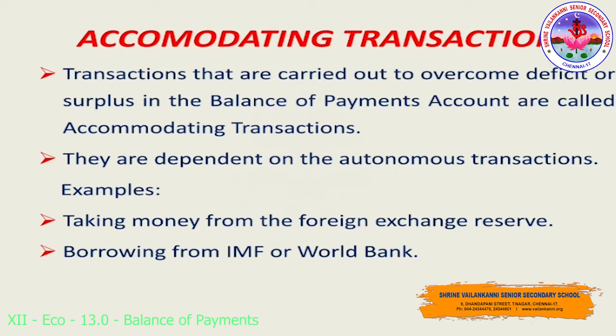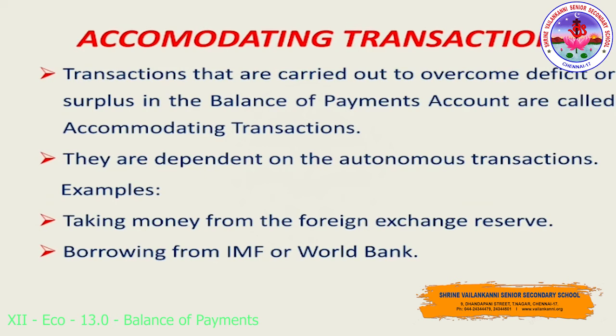So accommodating transactions, or compensating capital transactions, are meant to correct the disequilibrium in the autonomous items of the balance of payment. For example, if there is a current account deficit in the BOP, then this deficit is settled by capital inflow from abroad. The sources used to meet a deficit in the BOP are foreign exchange reserves and borrowing from the IMF or foreign monetary authorities.